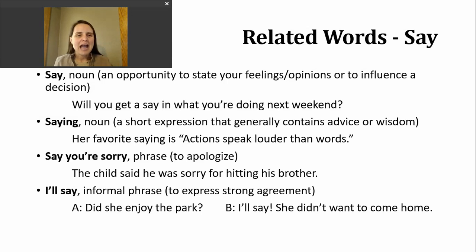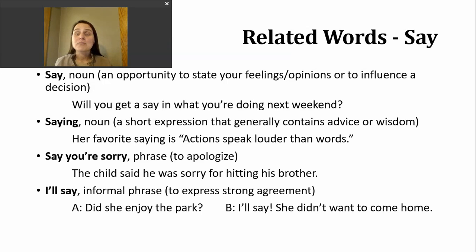So this particular noun is almost always used in the singular form. And so the way you'll know it's a noun is you're likely going to see a, say, together. And so that article is helping us realize, oh, it's a noun. So here's an example. Will you get a say in what you're doing next weekend? So this question is asking, do you get to share your opinion? Do you get to influence the decision for what activity you will engage in next weekend?